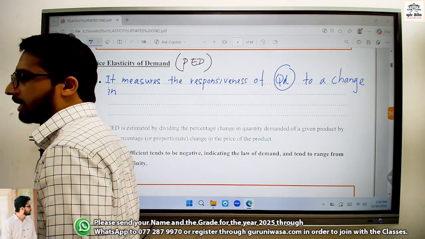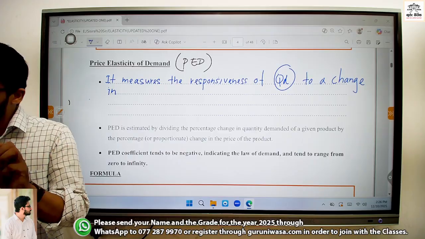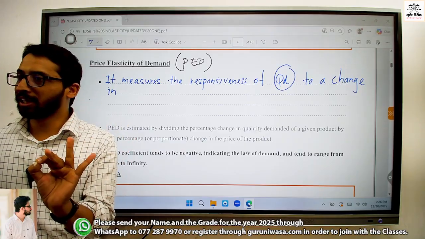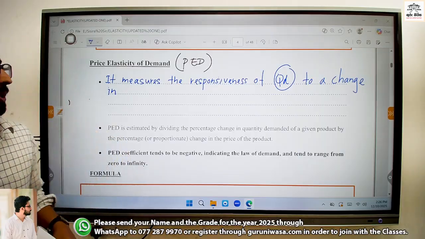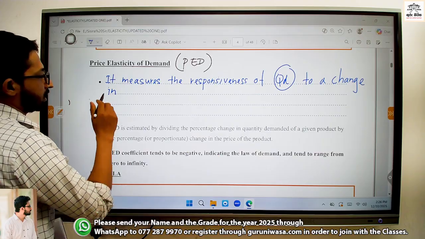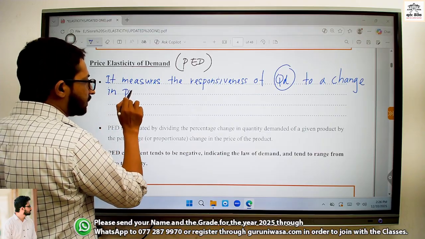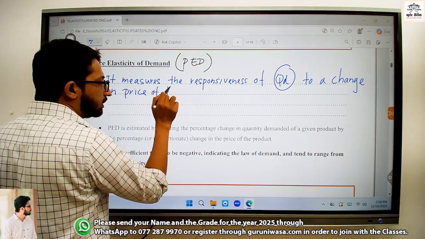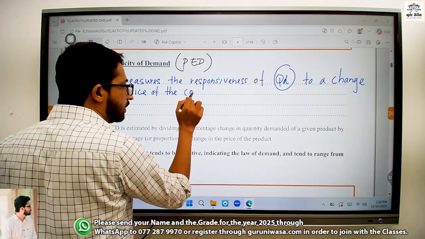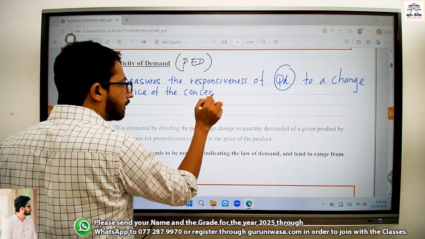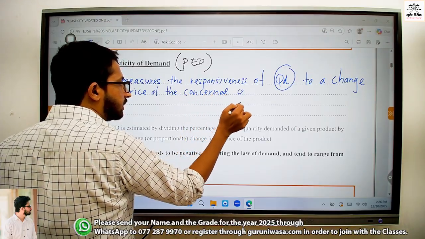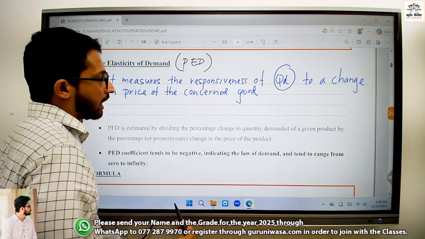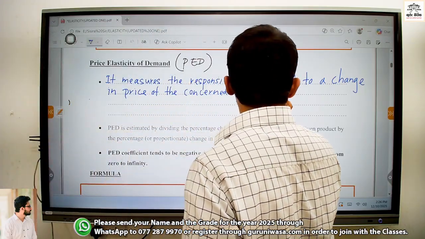the independent variable here. Now we have a well established independent variable. What is the independent variable? Price of the concerned good. To a change in price of the concerned good, in PX, Lamai. Abbreviation is PX.